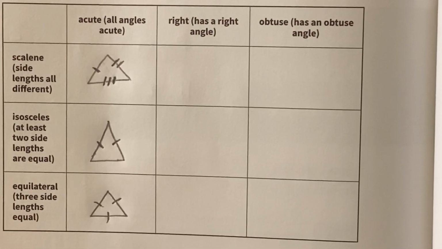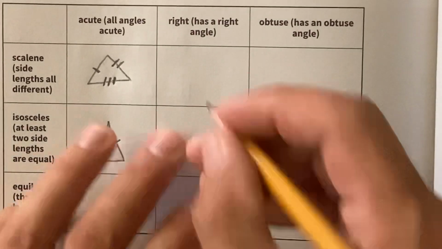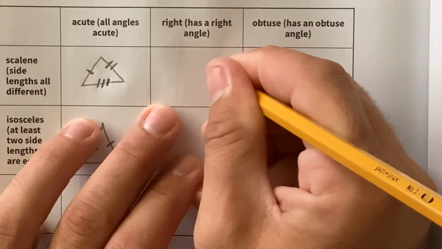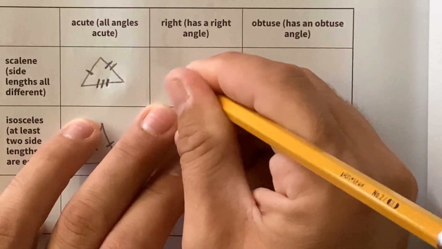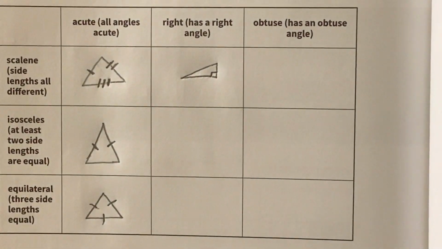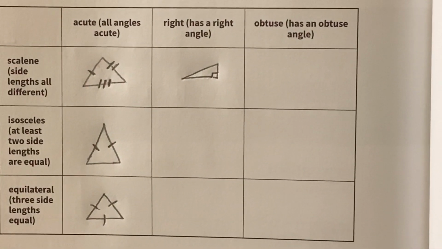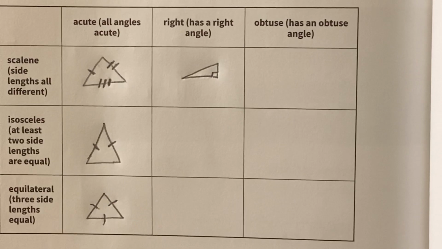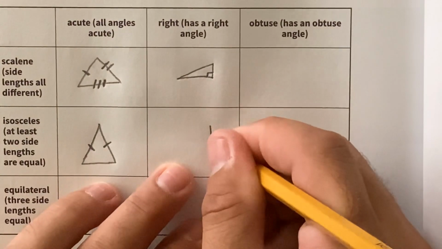Scalene with a right angle in it. Okay, scalene with a right angle in it. Isosceles, at least 2 of them are equal.